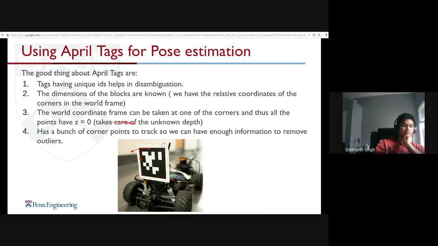We have a bunch of corner points that we can track, and for the corner points, if any of you have worked with edge detection, there are FAST corner detection, Harris feature detection, and such feature detection algorithms that you can use to just find the corners. And we'll know where the corners lie on this coordinate plane because we have chosen to keep this coordinate frame on the surface of the April tag, right?